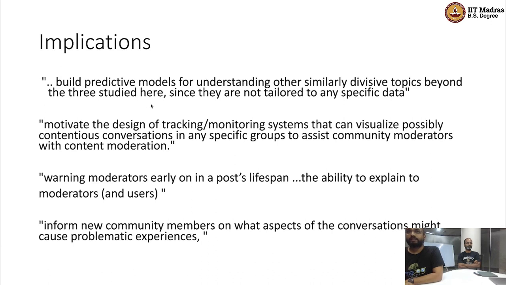So in terms of implications, some of this we have already discussed. You can build a predictive model. You can motivate the design of a tracking or monitoring system which can visualize contentious conversation. This is particularly important if you are running that platform. If you are Reddit, you would want to know in a dashboard whether a particular community or a particular post is problematic, because they are legal entities and they are liable for some of the content that goes on their platform. And in a discussion platform, there are moderators, and you can warn a moderator very early in a post's lifespan, giving them the ability to control it. And by giving the explainability factor, you can tell a moderator that this post is going to be contentious and probably because of this particular reason.